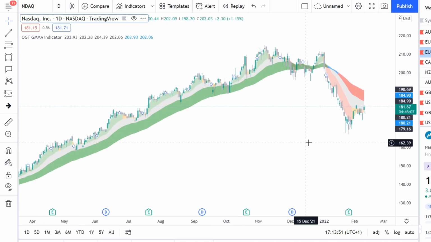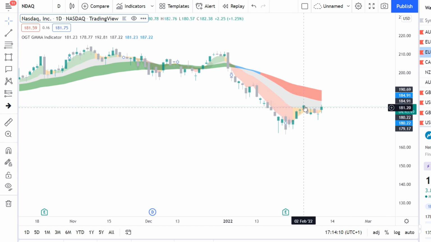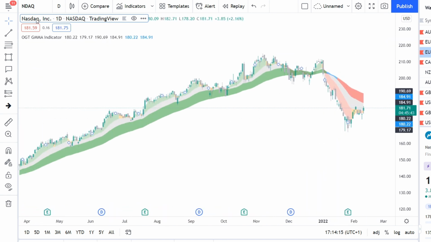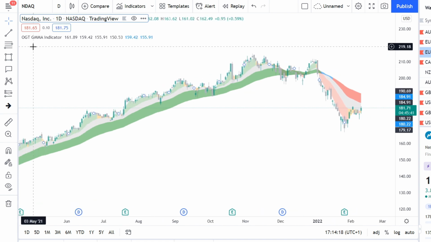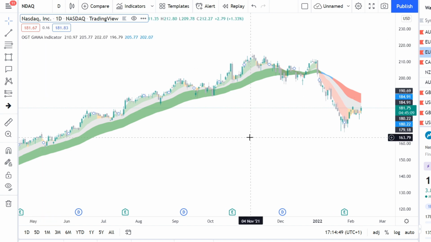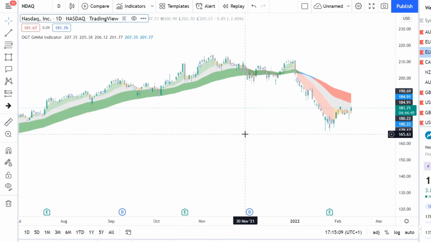Alright, so now we are looking at the chart, the Nasdaq, and as you can see, about the 26th to 27th, the price reversed and now we see more upwards momentum. I'm looking at the daily time frame right now, and I'm also using a free indicator called the OGT Gemma indicator. This indicator is developed by a YouTuber that inspired me in multiple ways, and like I mentioned earlier, it's a free one. Let me tell you how the indicator works.